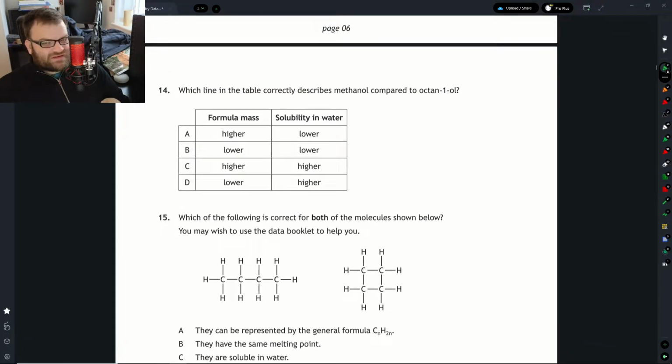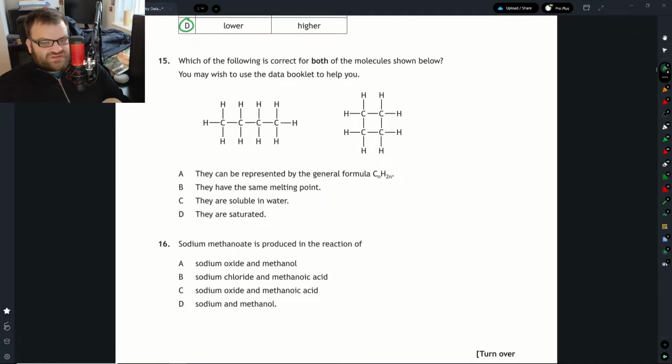We're talking about methanol versus octanol. That's 1 carbon. That's 8 carbons. Describe methanol compared to octanol. Methanol is smaller. If it's smaller, it will have a lower formula mass. If it's smaller, it will dissolve more easily. Answer would be D. If we try to dissolve a sugar cube versus ground up sugar, the smaller particles will dissolve more easily. Same idea with methanol and octanol.